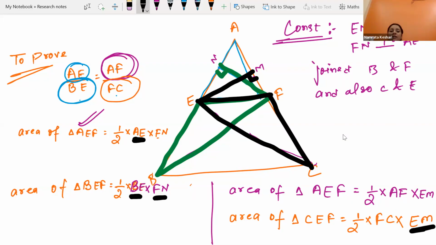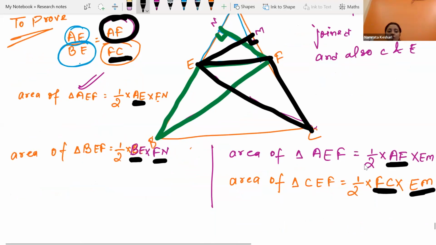Similarly, on the other side, we have AF. So we choose a triangle where we take AF as the base. And in the denominator, we have FC. So we choose a triangle where we maintain FC as the base, and we are clear with the height. Our construction part is helping us take the height, which one will be the height over here. So this much is clear to us.